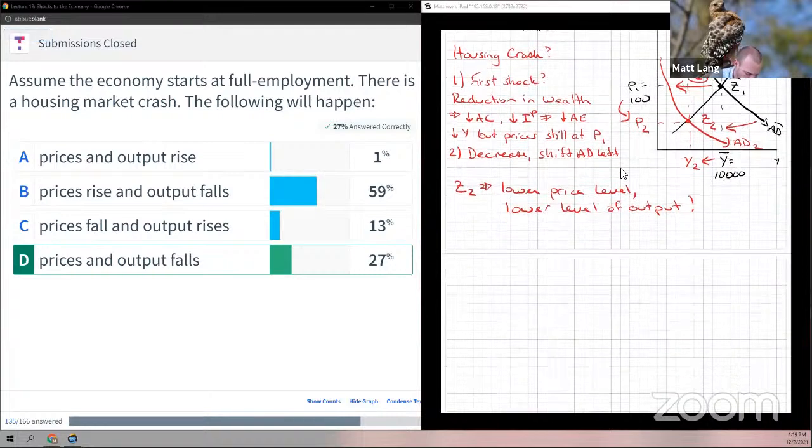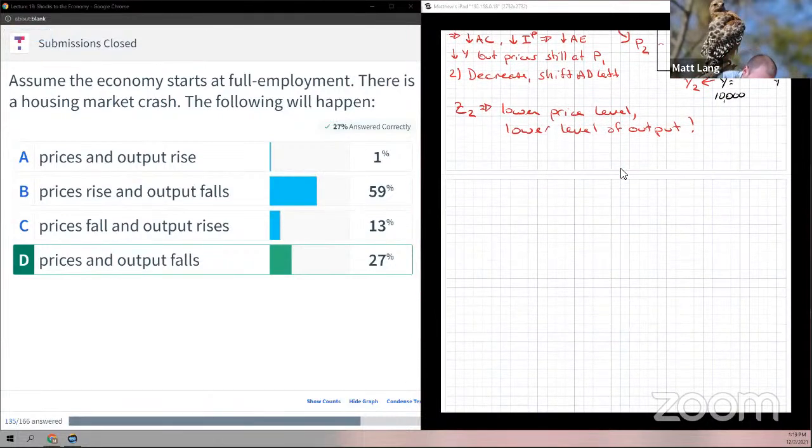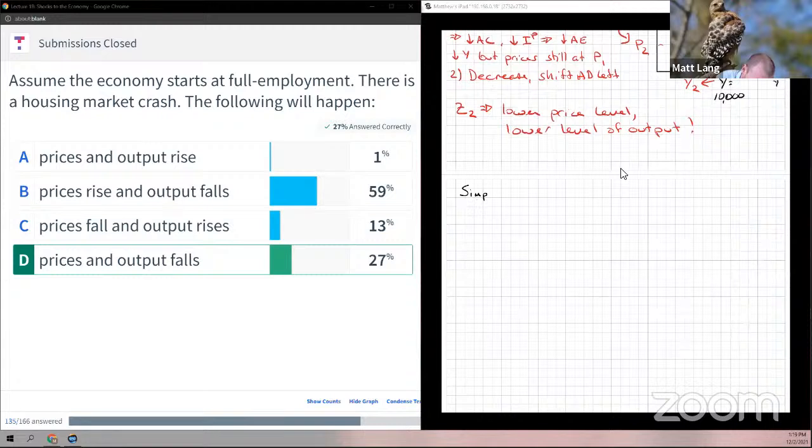The entire market. So let's simplify this though, right? Let's simplify the analysis and let's just isolate our AS-AD curves, okay?